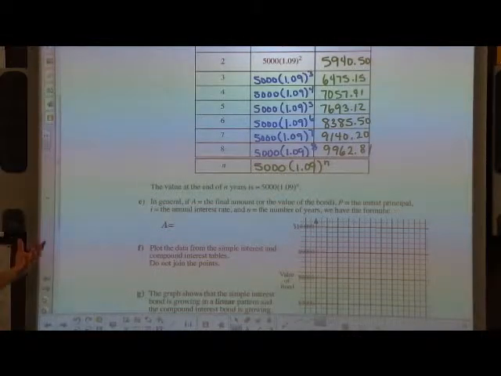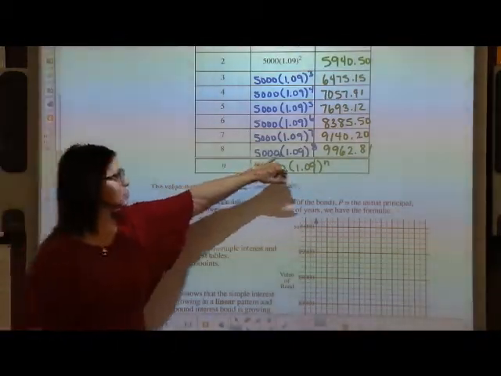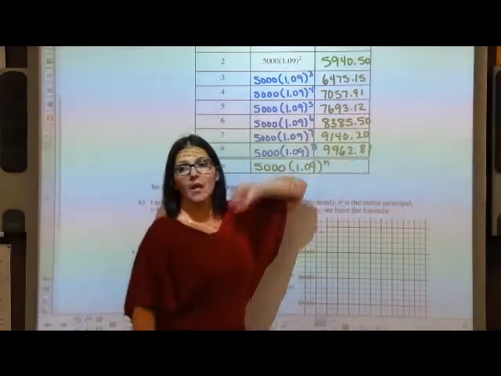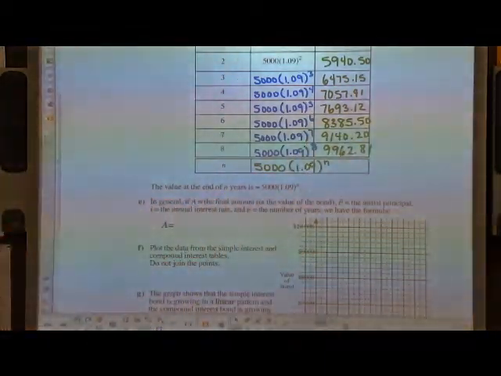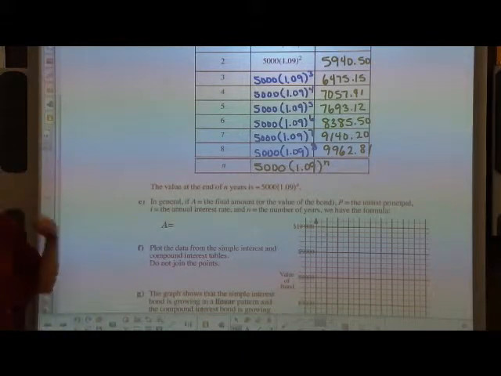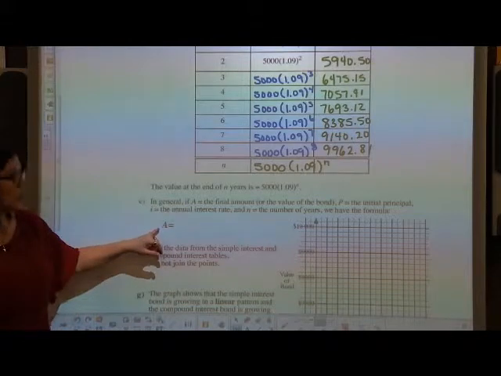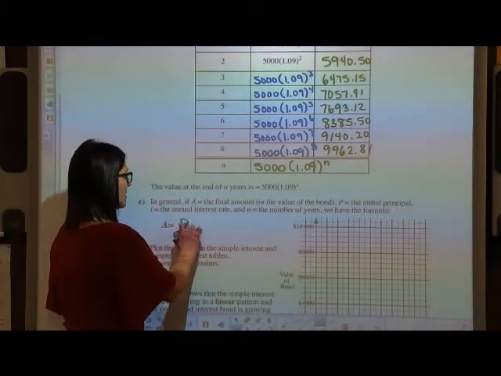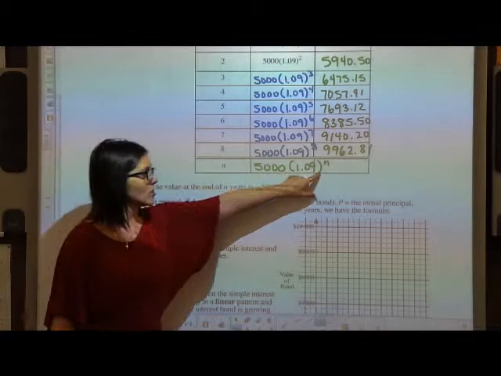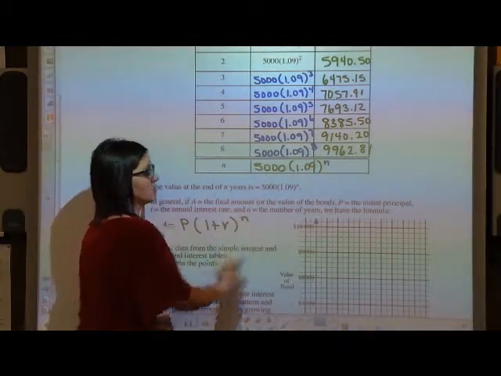To move this along, in general, if we created a formula, we said A is the final amount. It's the value. So this is my A amount. P is my principal, so it is still the same P as in my simple interest. It's what I started off with. R is my rate of interest, or the annual interest rate, and N is the number of years. So I get this formula where A equals P times, and we took the 1 and added it to the R, so 1 plus R to the power of N.